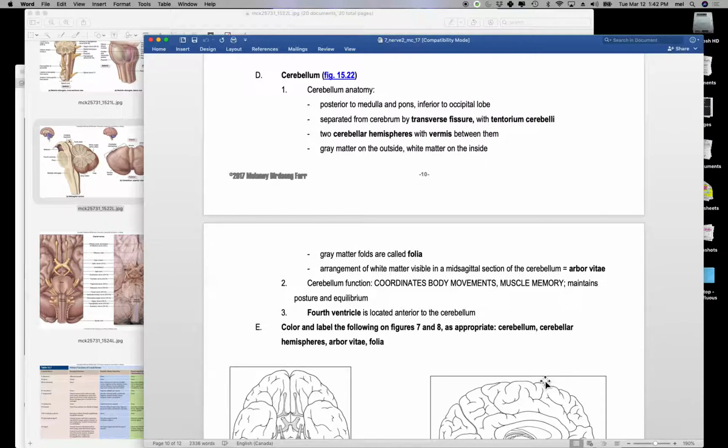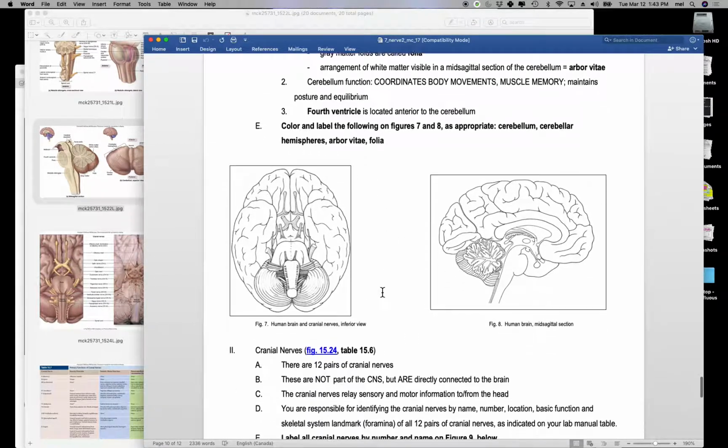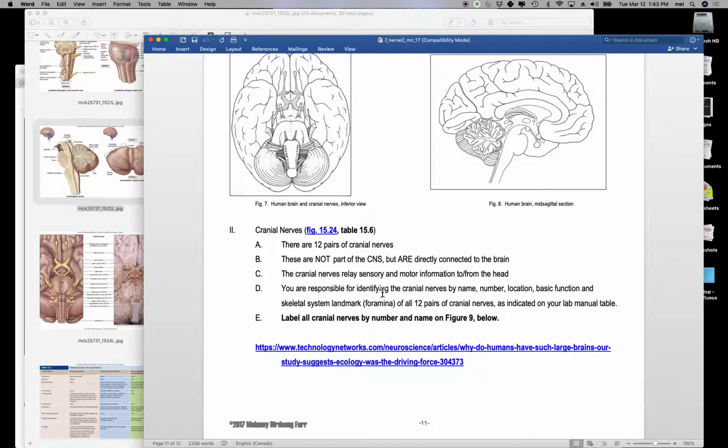equilibrium. There is some decent initial research that says that people who are fantastic at coordination and athleticism have a little bit more gray matter in their cerebellum than the rest of us. So I'm pretty sure mine's just that big because I have no coordination whatsoever, right? Constantly tripping over my own feet. Okay, so the fourth ventricle is located anterior to the cerebellum. So that's your cerebellum.